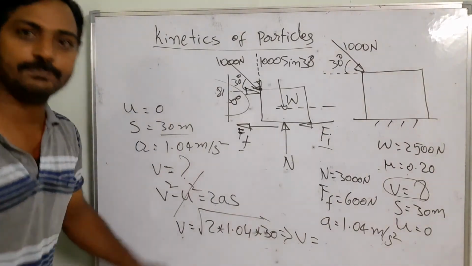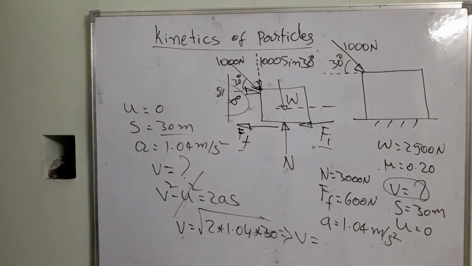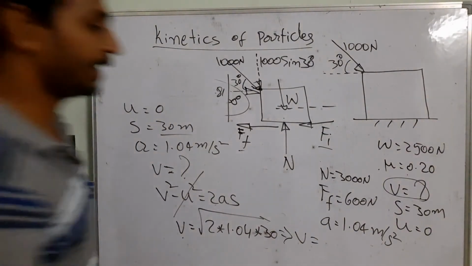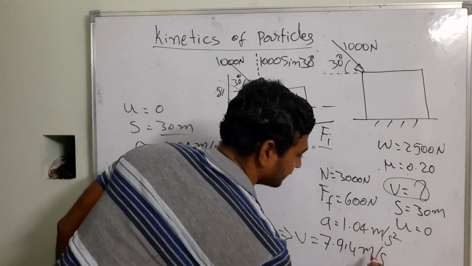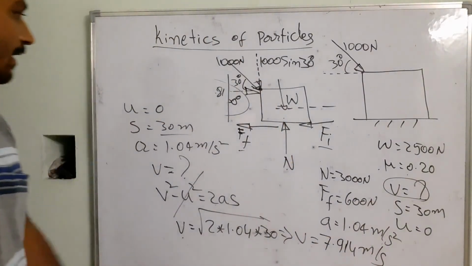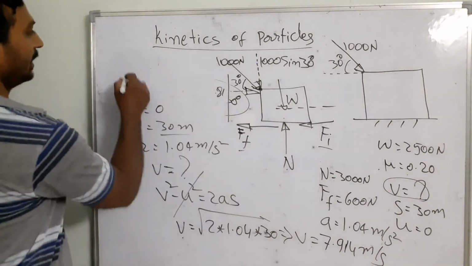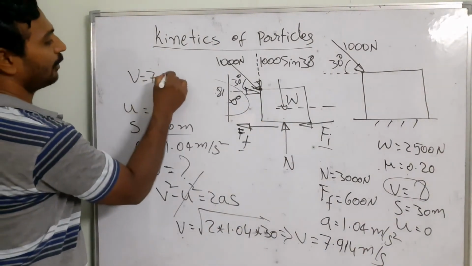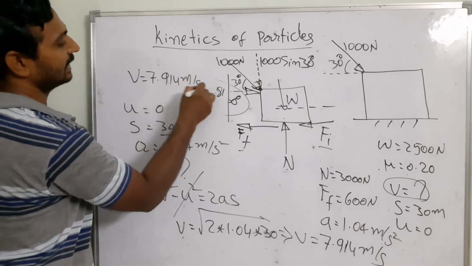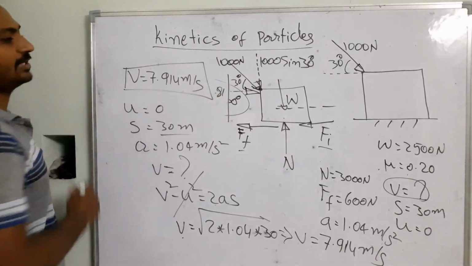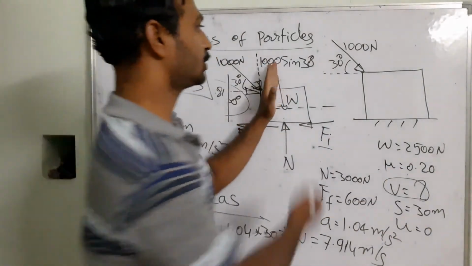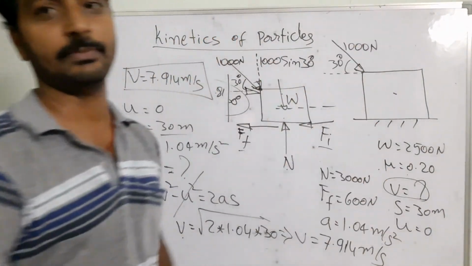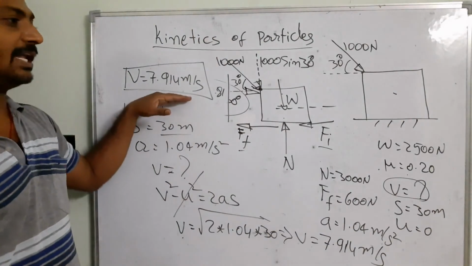So from this one, what is the value? The v is equal to 7.914 meter per second. Can you see? The velocity of this one, v is equal to 7.914 meter per second. This is the velocity attained when it has reached 30 meters, from this position to this position. This way we calculate.